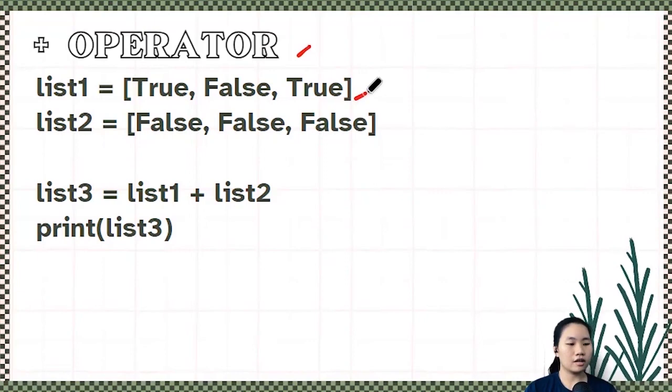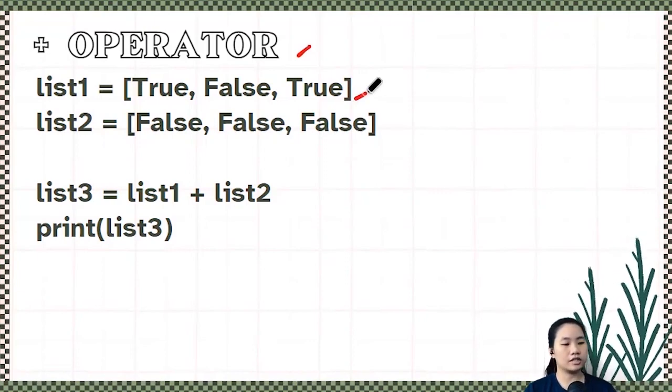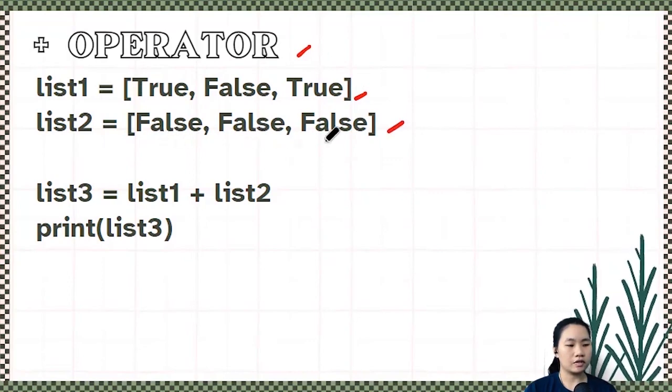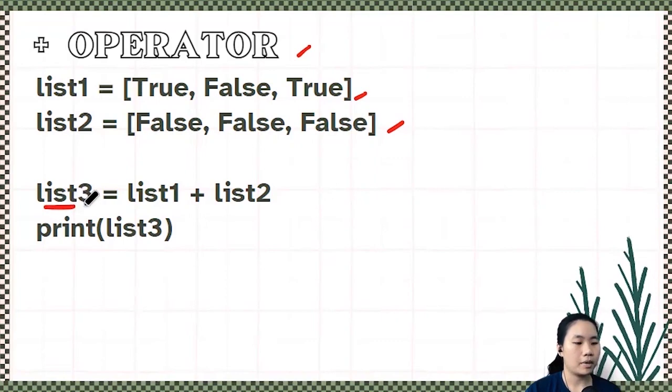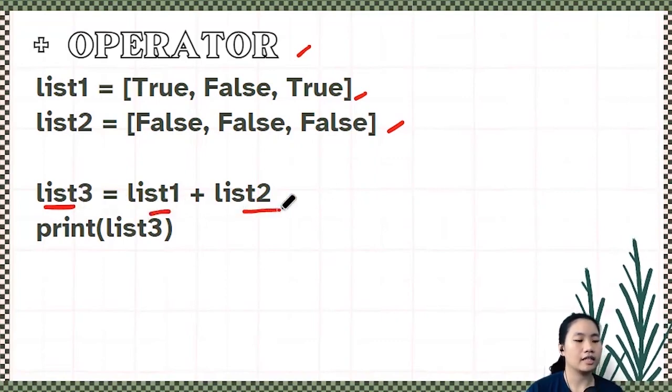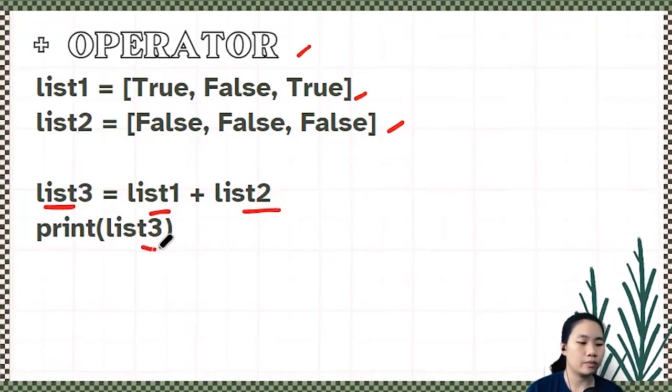So I have a list of booleans. List 1 contains true, false, and true. List number 2 contains false, false, and false. Now I created a new list by concatenating list 1 and list 2. And if I print list 3, what do you think will be inside of list 3? It would be true, false, true, and false, false, false. Okay?